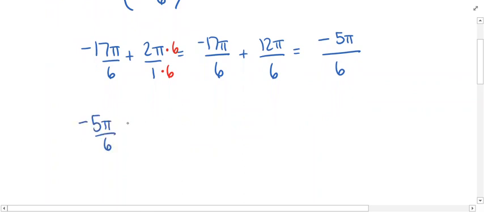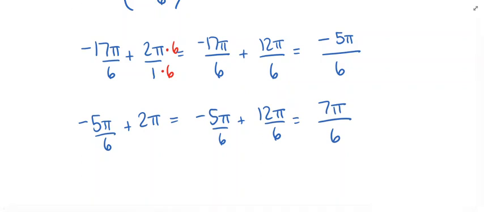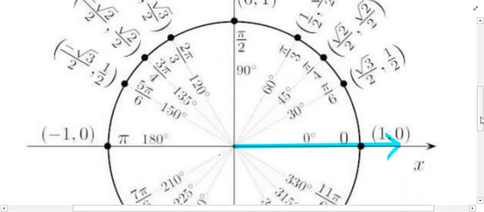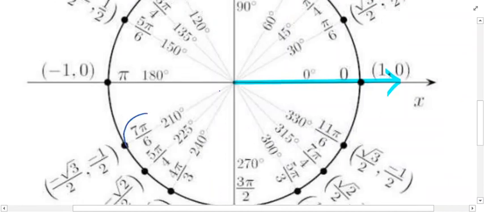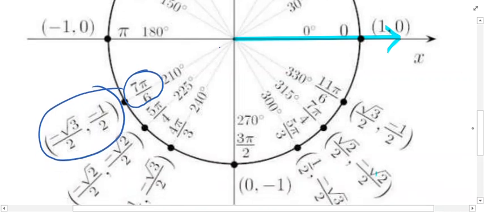So take negative 5 pi over 6, add 2 pi again. So this is going to be negative 5 pi over 6 plus 12 pi over 6. You'll keep the same bottom, and then negative 5 pi plus 12 pi is going to give us 7 pi over 6. And that is between 0 and 2 pi. So if I come back to the unit circle, I see 7 pi over 6. It's right here. Here is the ordered pair I need to look at. 7 pi over 6 and negative 17 pi over 6 are coterminal.